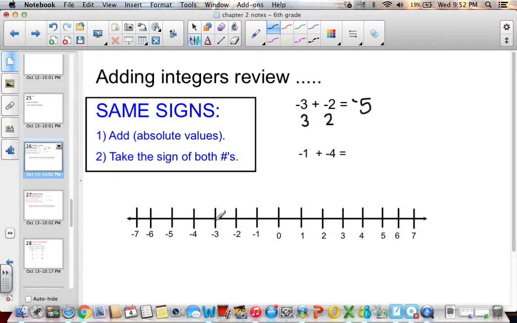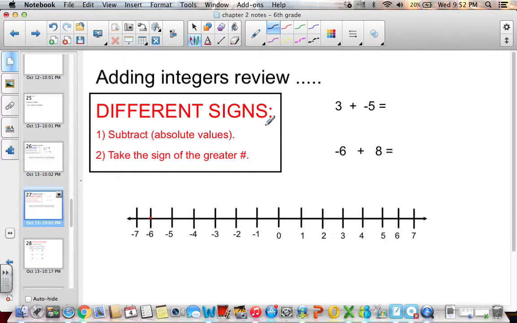We can also think that we start at -3, and then we add -2, so we go 1, 2 to the left, which is negative, and we get -5. -1 plus -4, we can start on our number line at -1, and we're going to add -4, so we go to the left 4: 1, 2, 3, 4, and we get -5 also. I also know that I can add 1 and 4 together, which is 5. Since they're both negative, it's going to be negative.